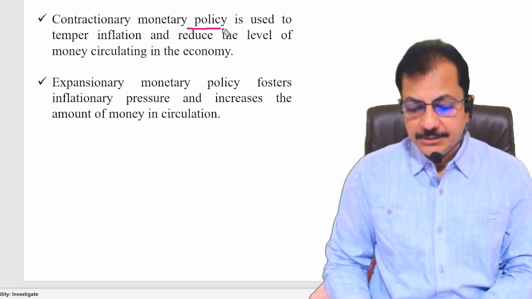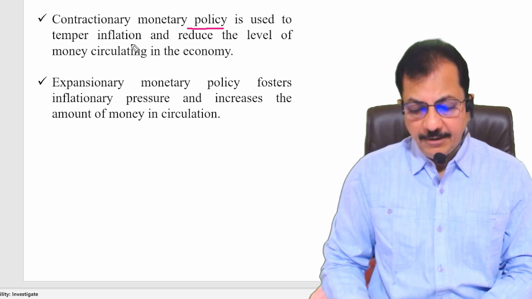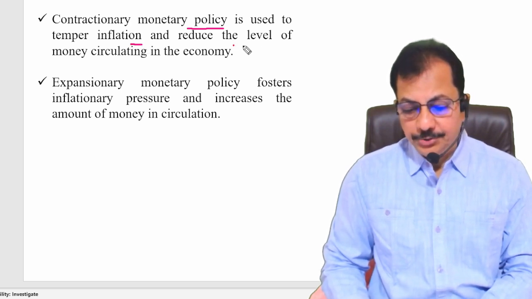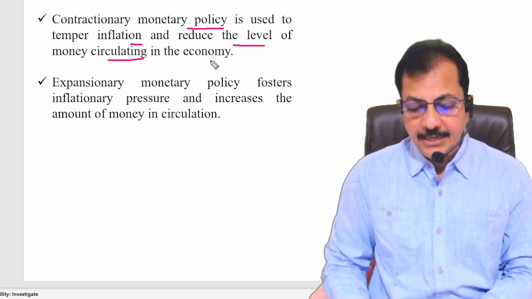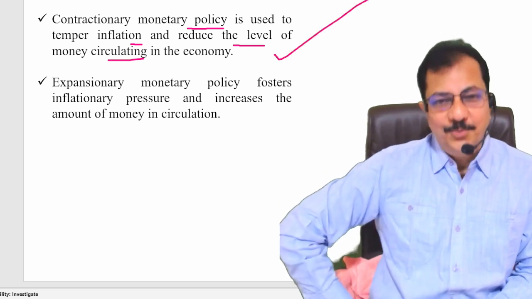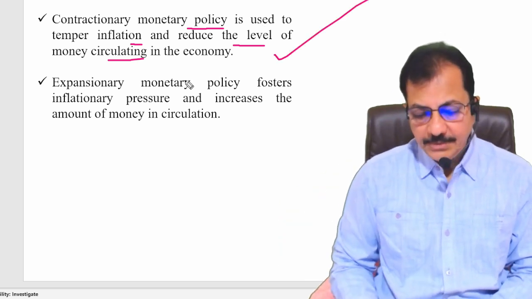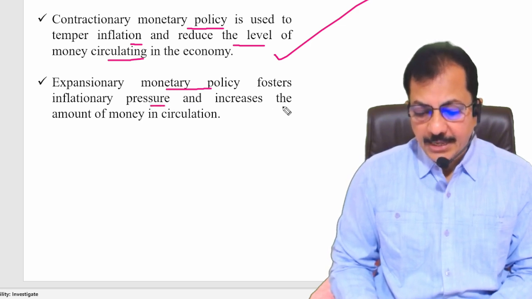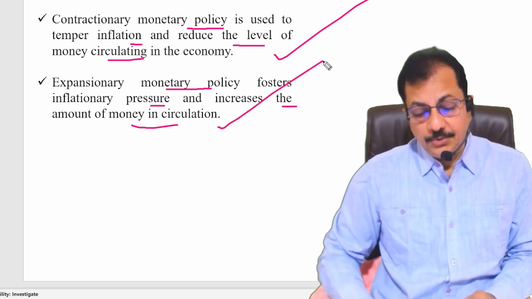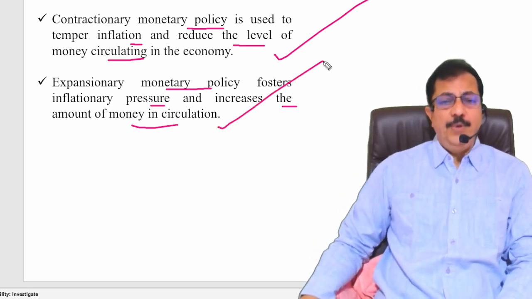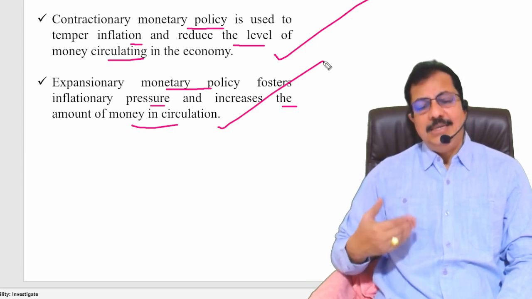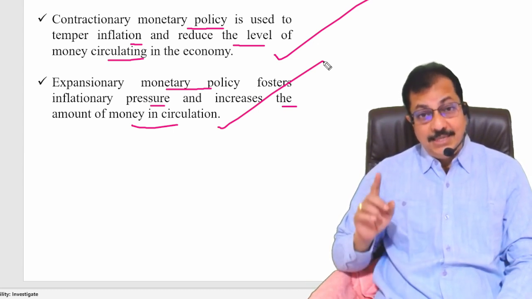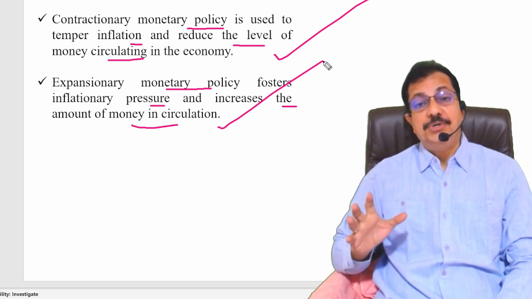Contractionary monetary policy is used to temper inflation and reduce the level of money circulating in the economy. Hope you understood this. Expansionary monetary policy fosters inflationary pressure and increases the amount of money in circulation. They will ask you in the examination when the amount of money in circulation will increase. That will increase only through the expansionary policy.